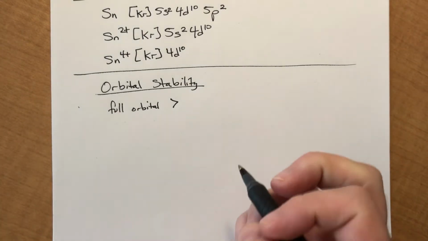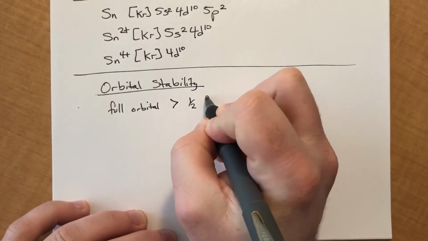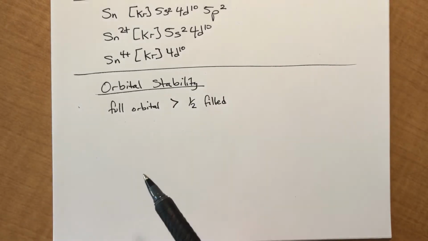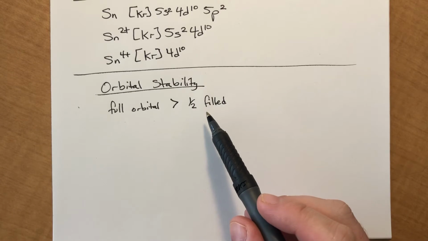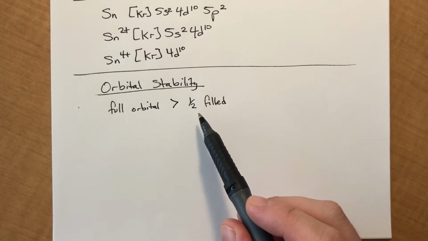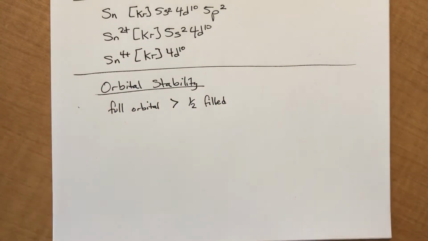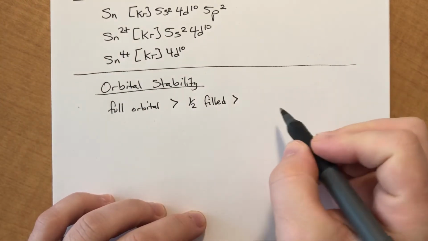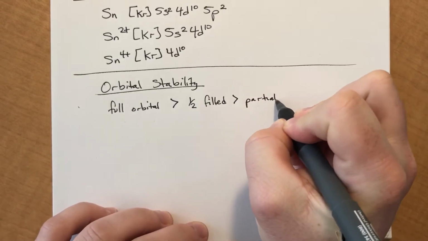Okay. It turns out that the next best option is to have a half-filled orbital. So for a D orbital, this would be 10 electrons, this would be 5. It turns out that having 5 is better than 1, 2, 3, 4, 6, 7, 8, and 9. And then the least stable is any other option, which I'm going to just call partially filled. I don't know what else to call it.